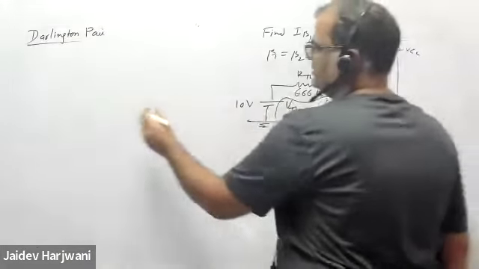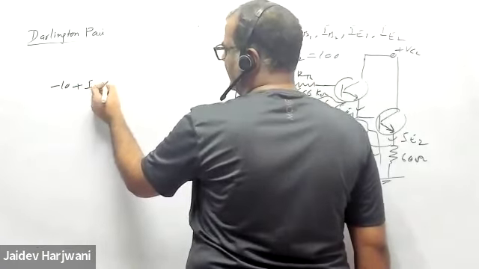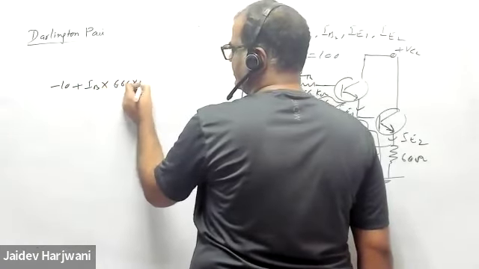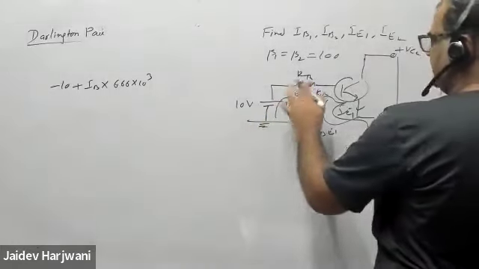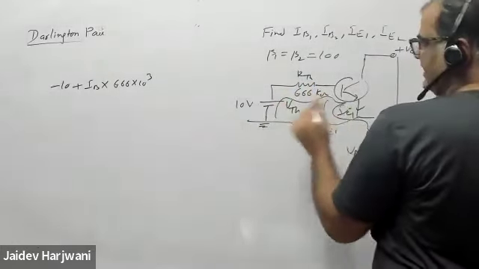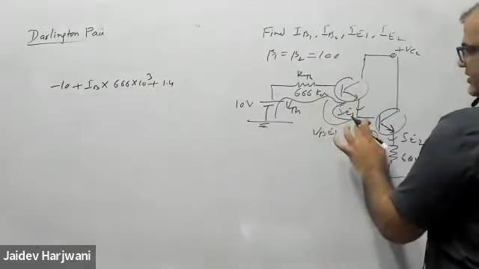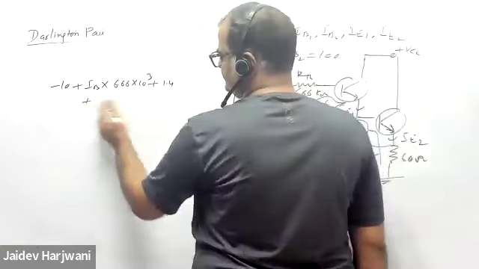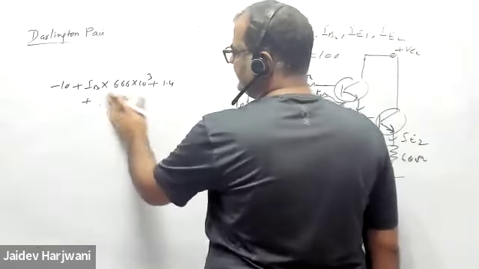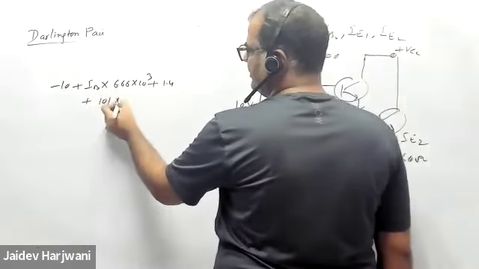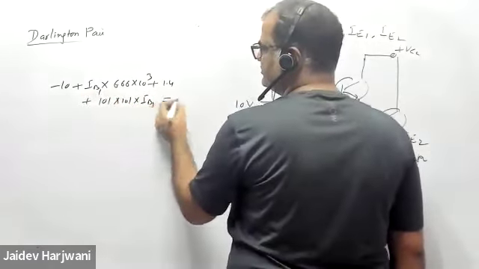Okay. Tell me what is IB? Now write the equation. Minus 10 plus IB times R Thevenin, which is 6.66 kilo ohm. Okay, I'm writing the equation directly here. Minus V Thevenin plus IB1 times R Thevenin plus 1.4 volt, VB1 and VB2, plus IE2 times 60 ohm, where IE2 equals beta plus 1, that is 101, into 101 into IB1, equals 0.